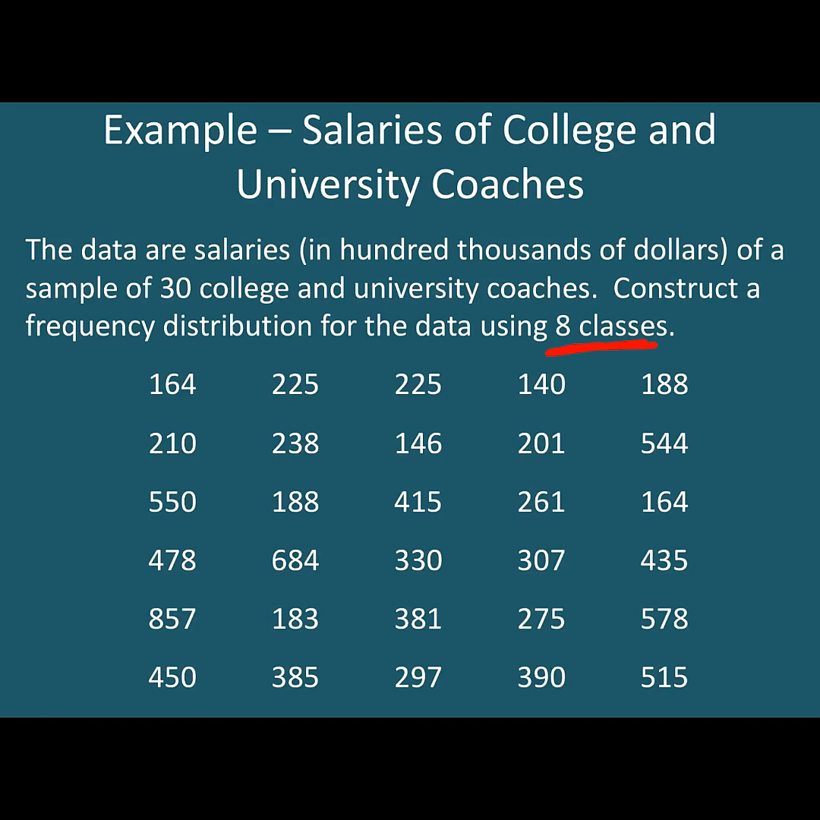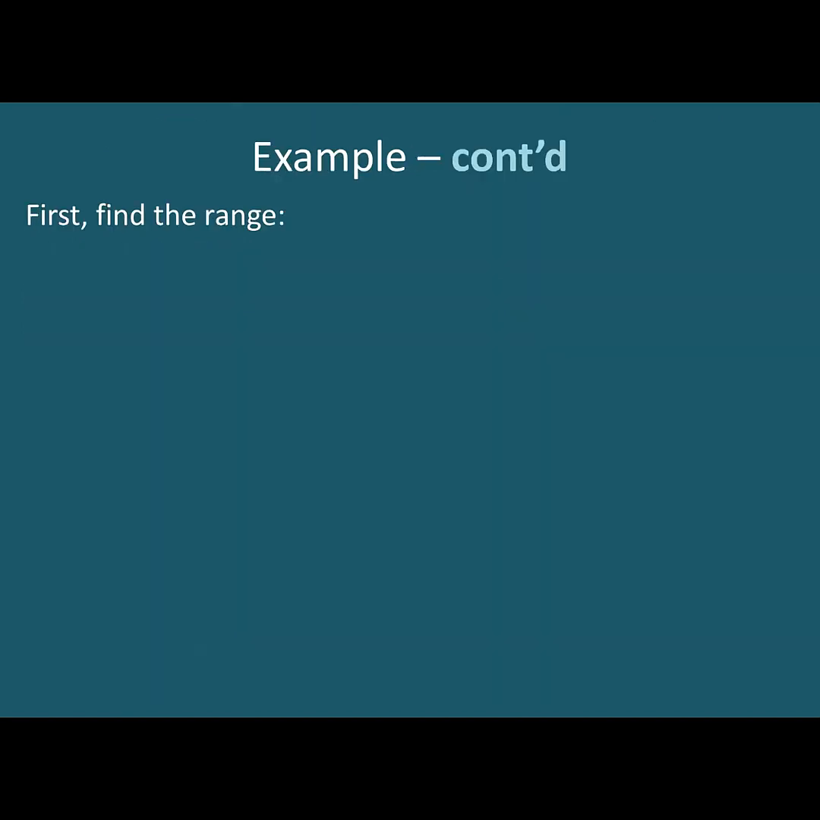First things first, we're going to go ahead and find the range. Recall that the range is the highest number minus the lowest number. Now the highest number in this list, if we look carefully, is $857,000. Whereas the lowest number in this list is $140,000. So finding our range is quite simple. 857 minus 140 gives us 717.